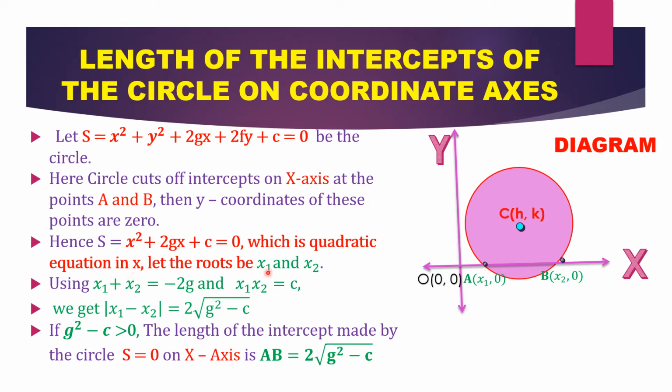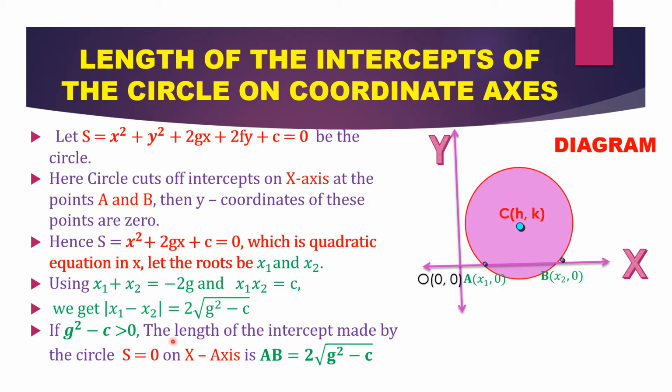Let the roots be x1 and x2. Then the sum of the roots x1 plus x2 equals minus 2g, and the product of the roots equals c. Using these two conditions, we find the absolute value of x1 minus x2 equals 2 into square root of g square minus c. Here the modulus of x1 minus x2, or x2 minus x1, is the length of the intercept AB.